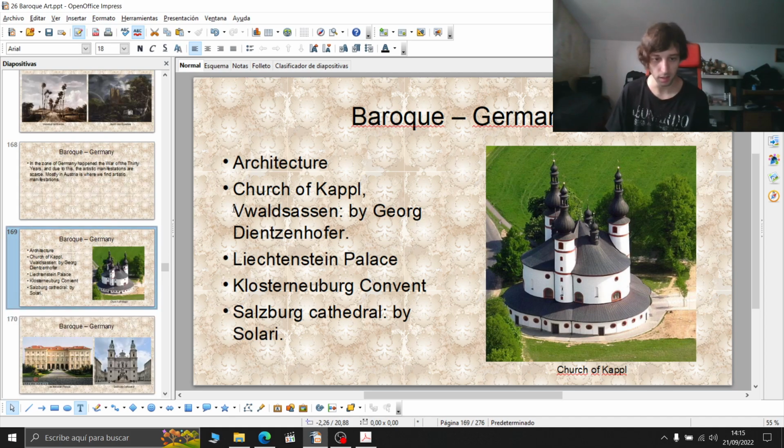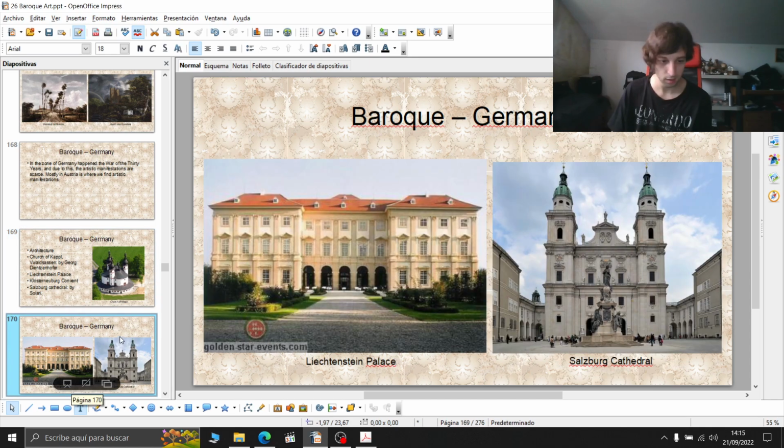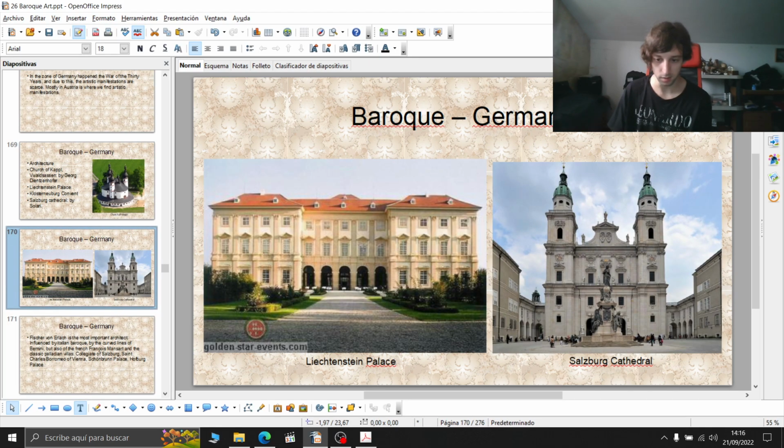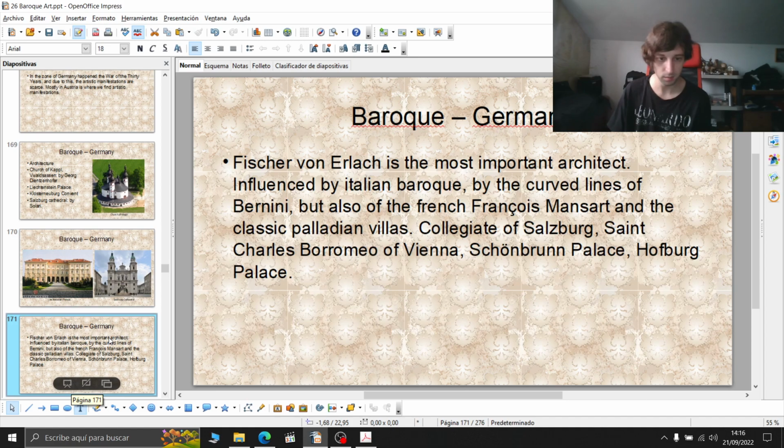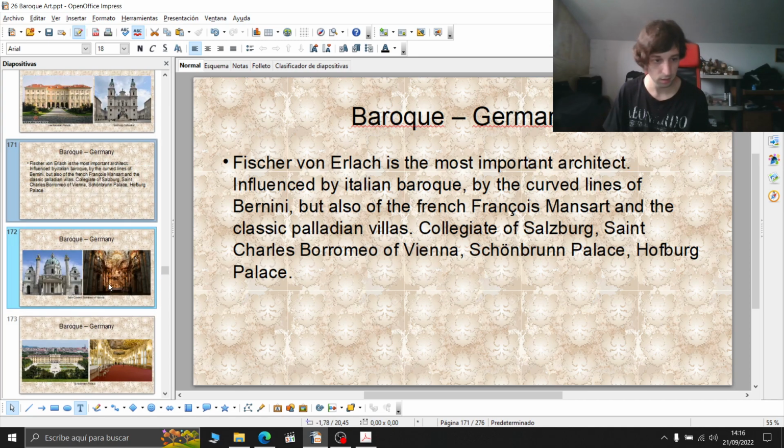Architecture with Church of Kappl in Waldsassen by Georg Dientzenhofer, Liechtenstein Palace, Klosterneuburg Convent, Salzburg Cathedral by Solari. Here are examples: Liechtenstein Palace, Salzburg Cathedral. Fischer von Erlach is the most important architect, influenced by Italian Baroque, by the curved lines of Bernini, but also of the French François Mansart and the classic Palladian villas, Collegiate Church of Salzburg, St. Charles Borromeo of Vienna, Schönbrunn Palace, Hofburg Palace.